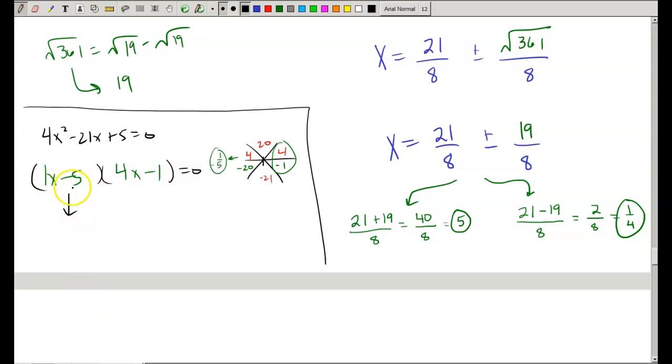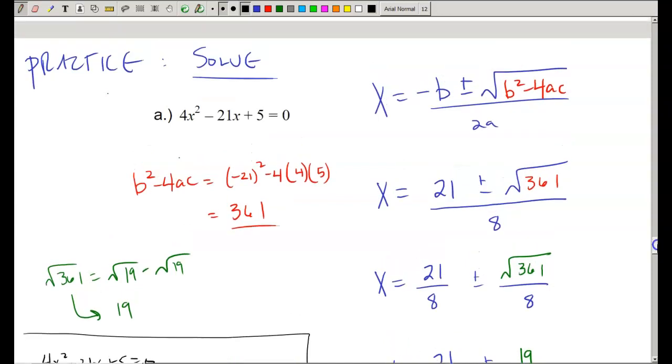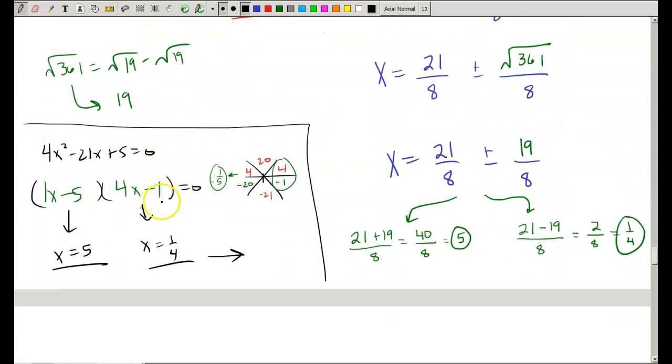Then we set each one of these equal to 0, and we would get the same thing. X equals 5, and then this one would yield x equals 1/4. Same thing. So again, try to make some connections here. There's often several different ways you can solve this quadratic. The quadratic formula will always work, but understanding that some of these problems can be factored, and sometimes that's even a faster way to do it.